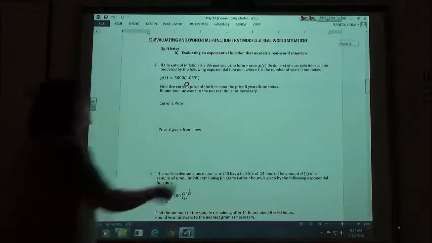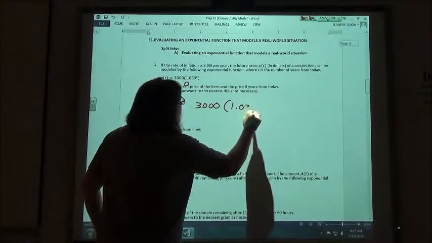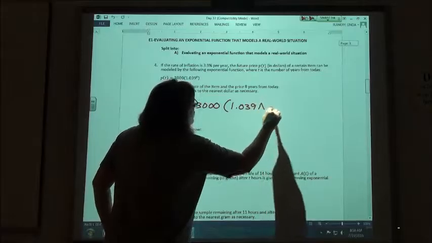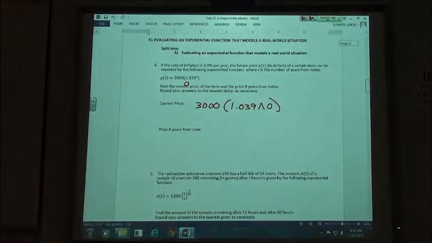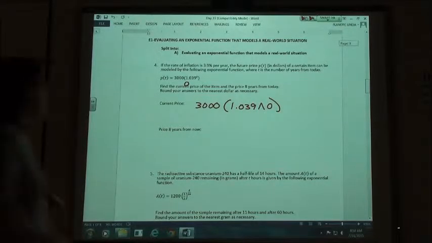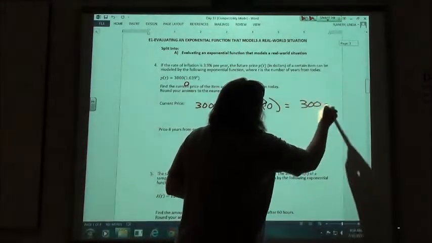So we're going to do 3,000, 1.039 to the 0 power, and it's going to look something sort of like that. That one you maybe don't even need your calculator for. Anything to the 0 power is 1. 1 times 3,000 means my current price is 3,000, right? I just put my money in there. It hasn't changed in value any. I haven't gotten any interest.